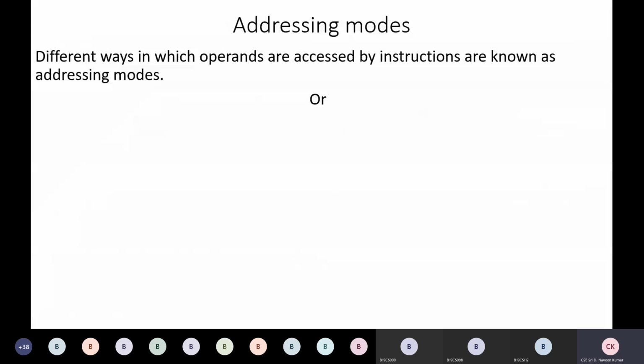Now we look at what the various address modes are. So what is an address mode? In this topic we will see the various address modes. Different ways in which operands are accessed by instructions are known as addressing modes. So what are the different ways in which operands are accessed?